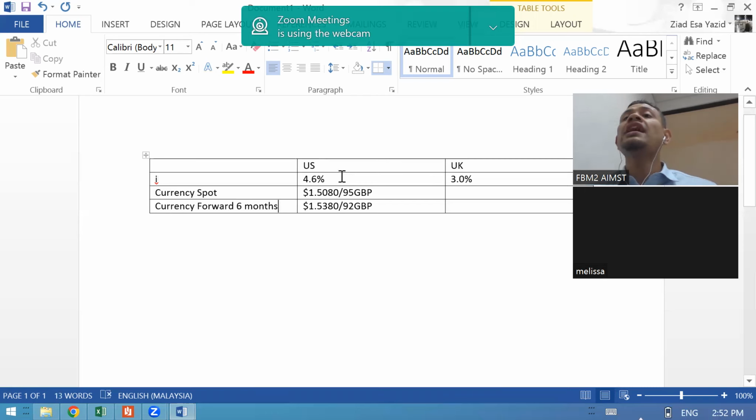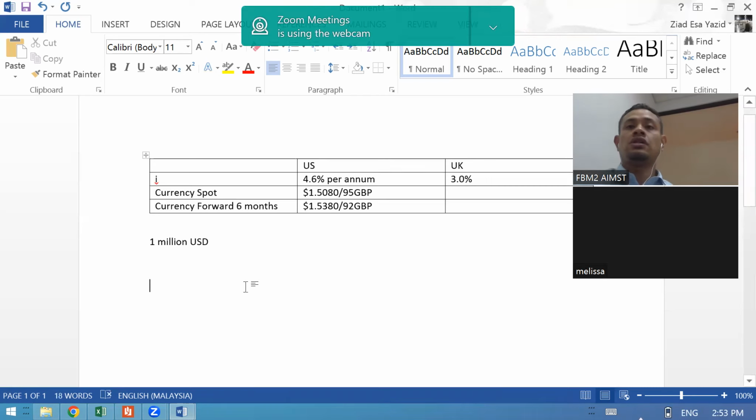The interest rate is per year, per annum. If I don't write anything, you just assume that the interest rate is always per annum. These are the crucial information. Another crucial information is the amount of money that you want to invest. For instance, let's say you have 1 million USD.